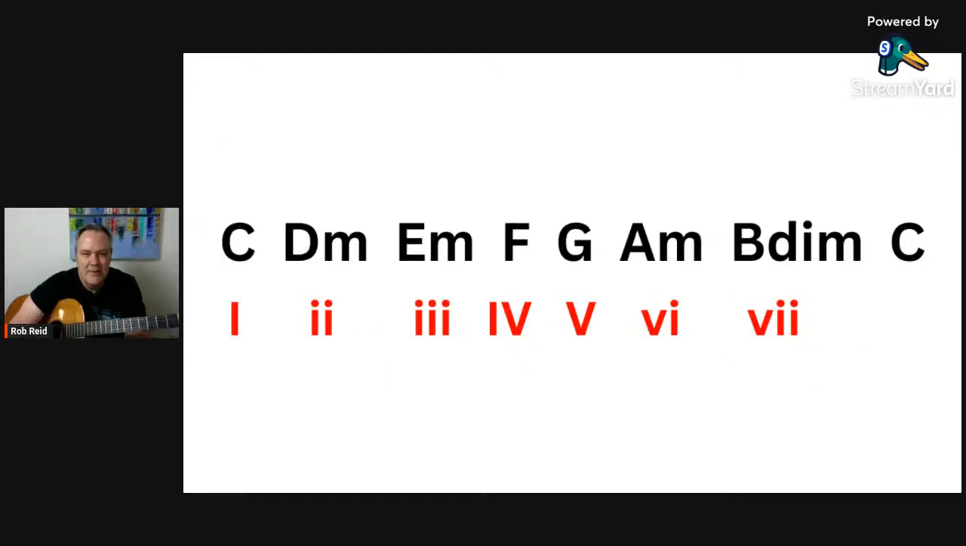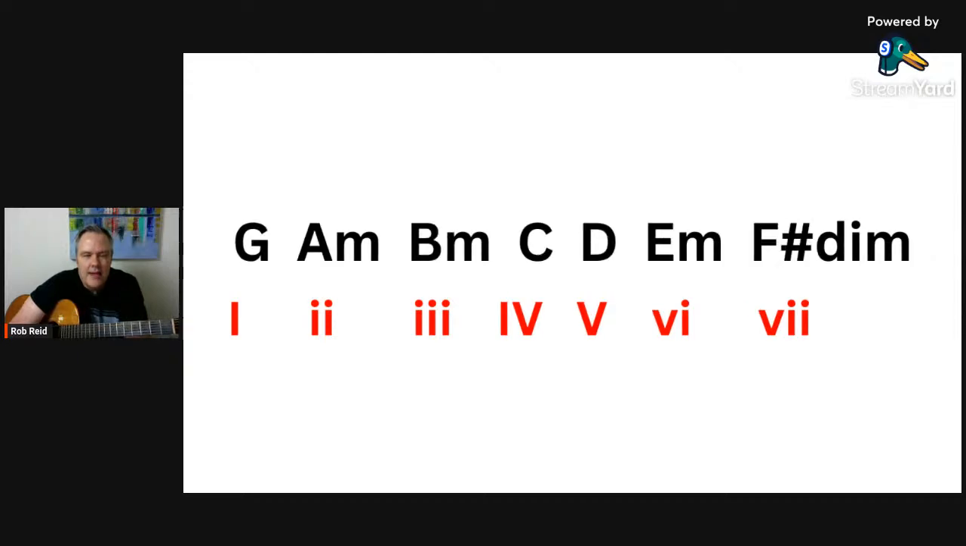Okay, so here we go. I got it drawn out here for you. So the C, D, E, F, G, A, B diminished, and the 1, 2, 3, 4, 5, 6, 7. The 1 chord, the 4 chord, the 5 chord, and the minor 6 chord are the most popular chords that come up most in pop music.